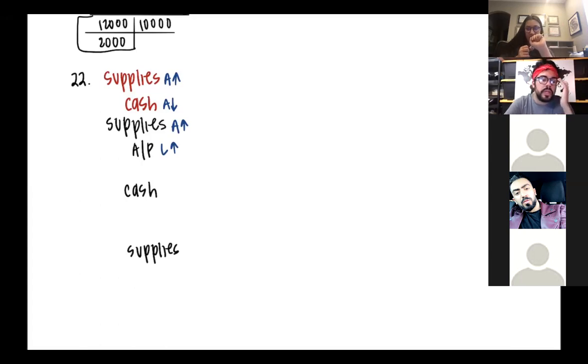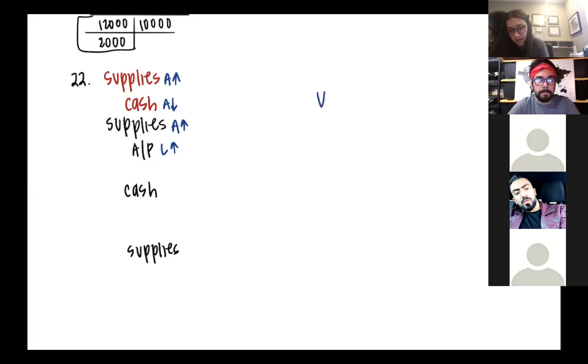Yeah, look at it this way. They got supplies, they just got it the wrong way. They used their cash instead of their liabilities. So in reality, your cash is understated because they should have never bought supplies with cash.